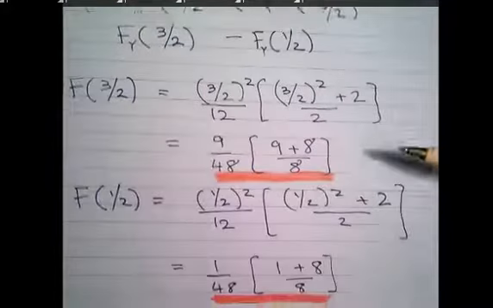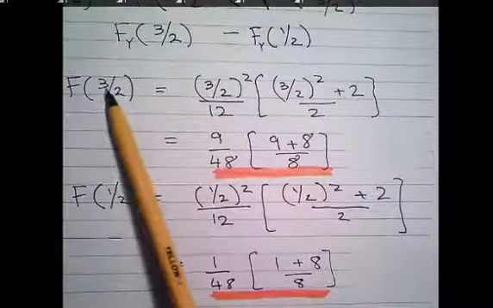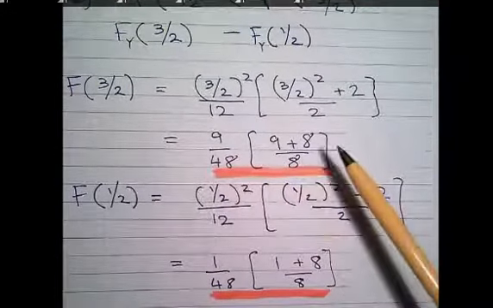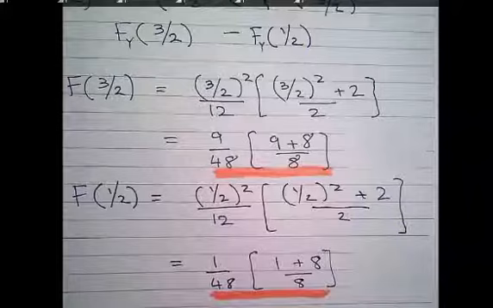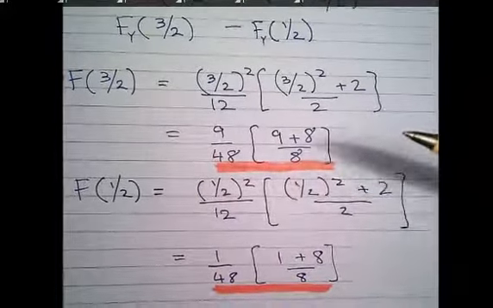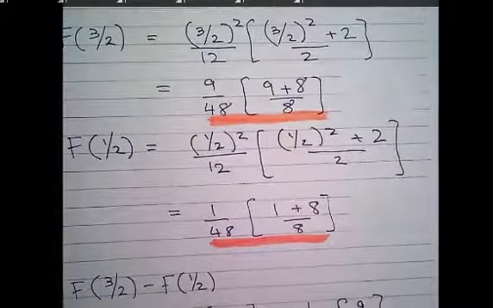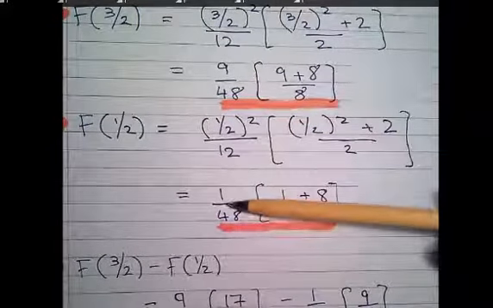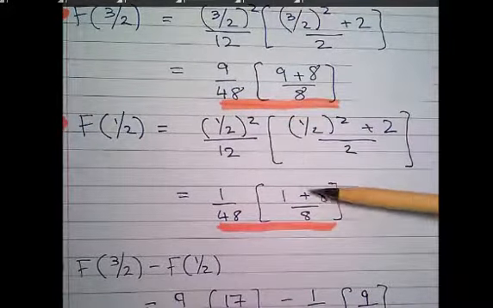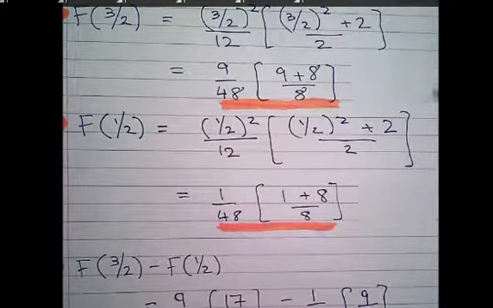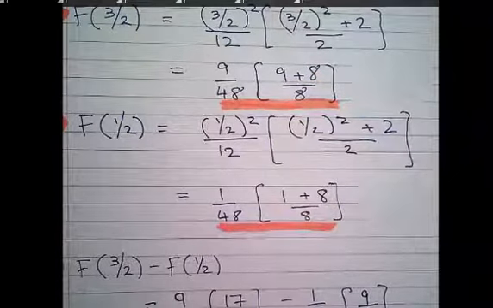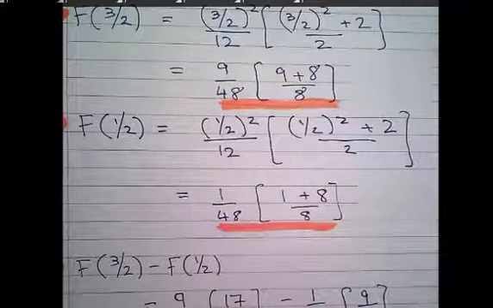Okay, so when I evaluate F of 3 over 2, I end up with 9 over 48 plus 9 plus 8 over 8, which is 17 over 8, okay? Now, when I evaluate the CDF for 1 over 2, I get something similar here: 1 over 48 plus 1 plus 8 over 8. It sets things up nicely to cancel out when we subtract one from the other.